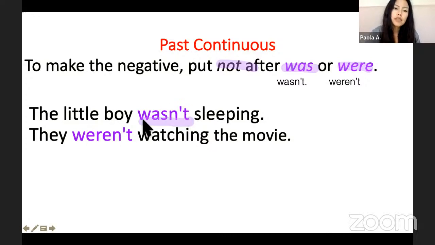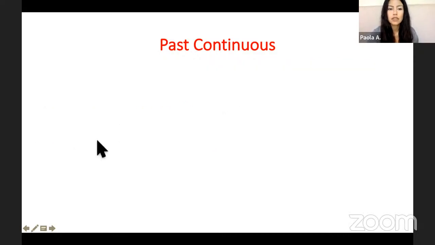This is singular, right? One little boy, that's why was. And they is plural, right? They, contraction, they were not, weren't watching them. So this is the form to create a negative sentence or statement.